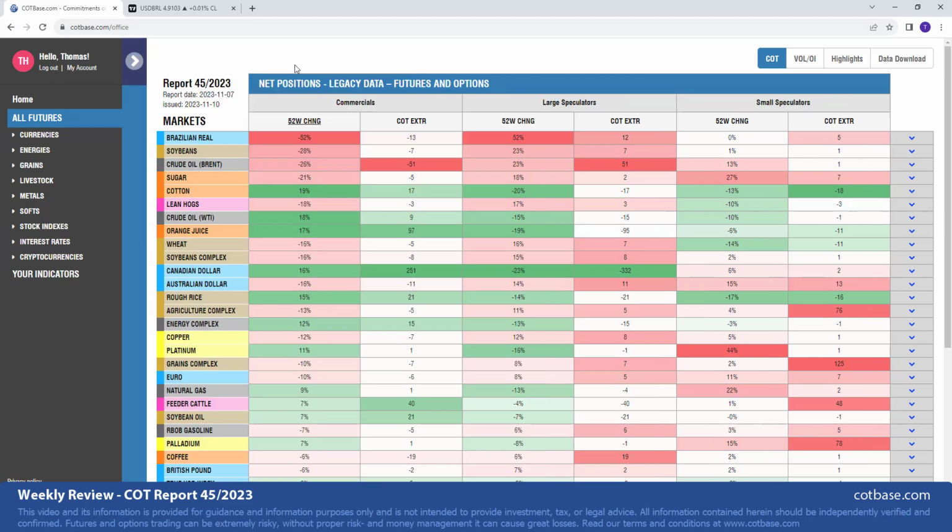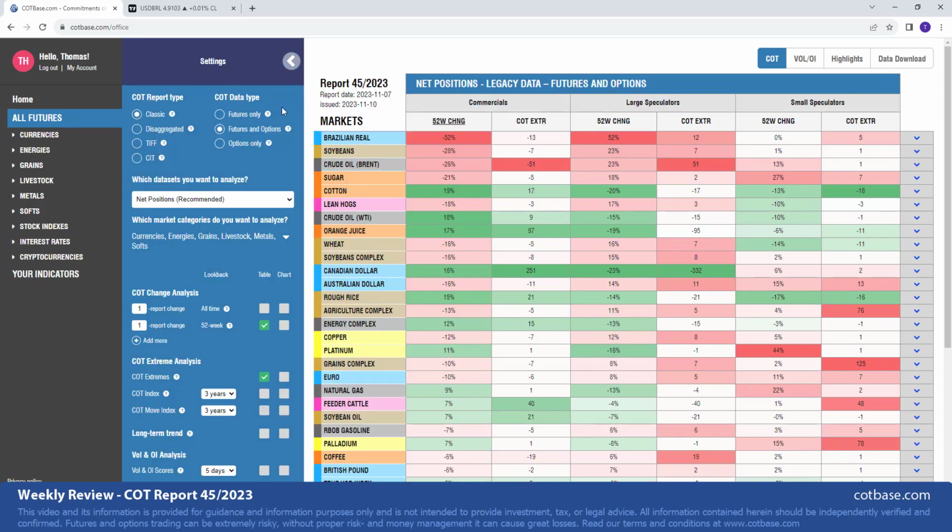Let's get to it. So we are talking about net positions. And we are analyzing the classic COT report type. There's of course multiple report types, but basically the classic is the foundation of all. It has the longest history. CFTC, the Commodity Futures Trading Commission, has started disaggregating these reports into more detailed categories around 2007, 2008, if I'm not mistaken. So these ones have less history. That's the reason why I analyze this in these reviews. And we're analyzing the combined futures and options data type. You can actually focus on futures. And at cotbase.com, you actually have the opportunity to analyze options only data if you wish.